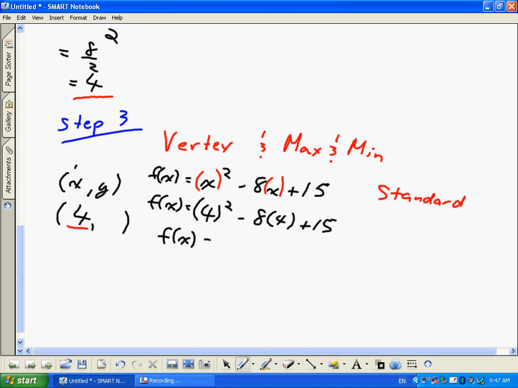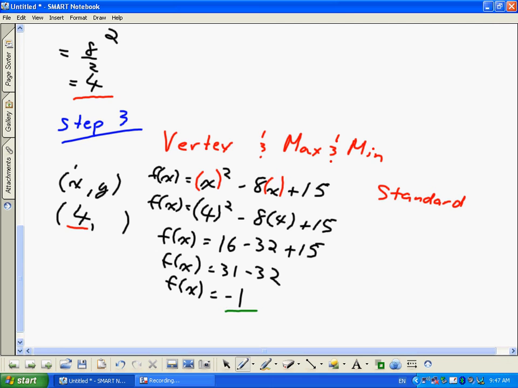So, as I carry this out, I get 16, subtract 32, plus 15. That's going to give me f at x equals 31, subtract 32, negative 1. Okay? So in my standard form, I found that my y-coordinate, remember I said this is the y-coordinate for our vertex. I'm going to plug it in there. It's going to be negative 1.